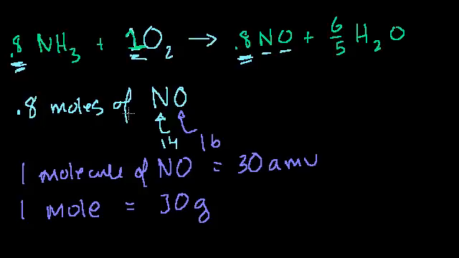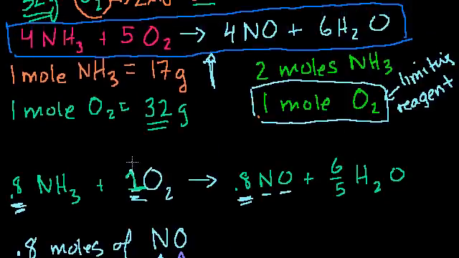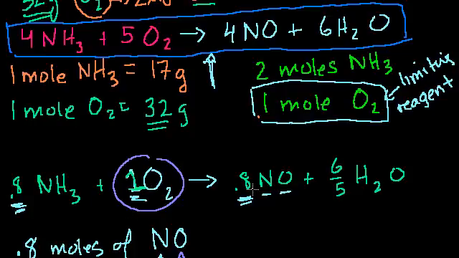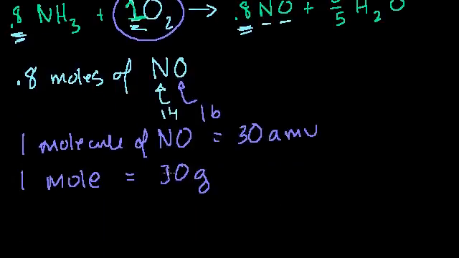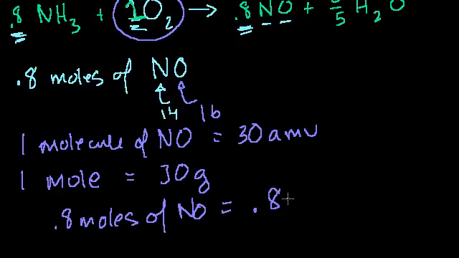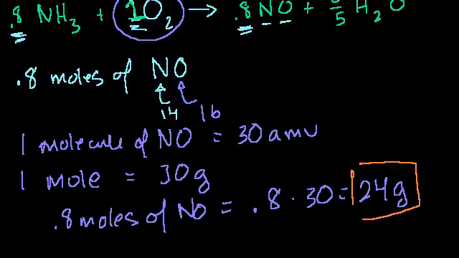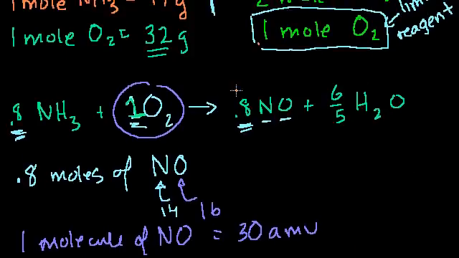And how many moles are we producing in this reaction? Because oxygen was the limiting reagent and we only had 1 mole of oxygen, we can only produce 0.8 moles of nitrogen monoxide. 1 mole is 30 grams, so 0.8 moles of NO is equal to 0.8 times 30, which is 24 grams. So we're going to be able to produce 24 grams of nitrogen monoxide.